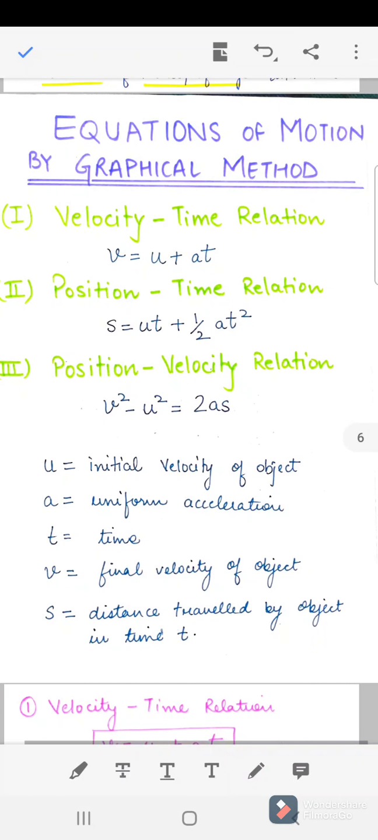We were studying about motion. Now let us continue and derive the equations of motion by graphical method. There are basically three equations of motion. These are the relation between two quantities.